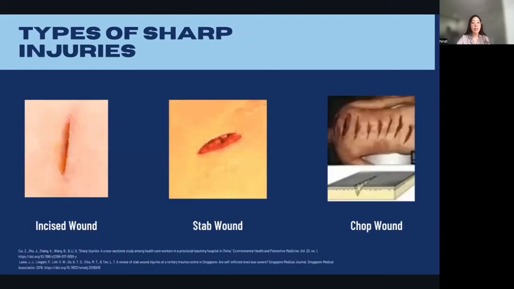The first one is incised wound, occurs when the sharp edge of the weapon pointed parallel to the surface of the body and moved horizontally.